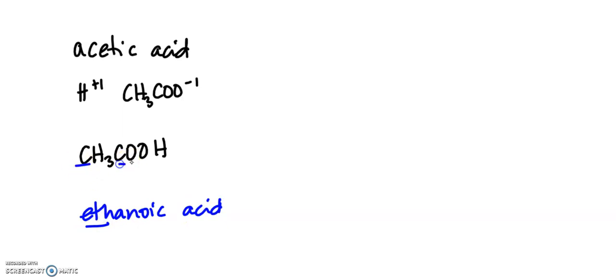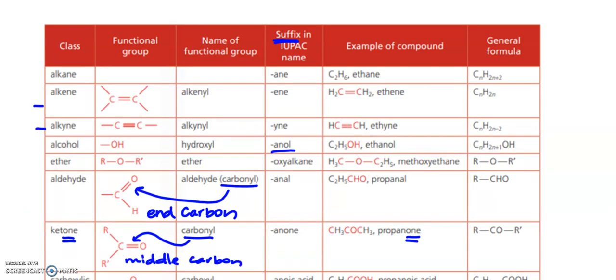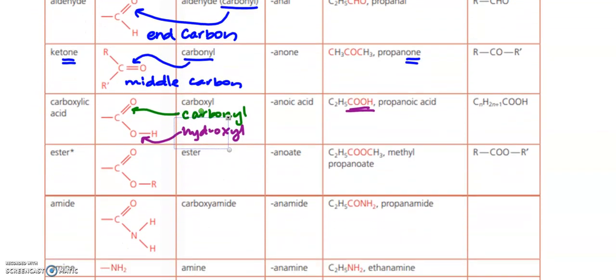Eth, because there's 2 carbons. Anoic acid, because here you have your carboxylic acid, your C double bond to O to OH. Then you also have that other C. Okay, IB prefers this name. Okay, other ones, let's see.